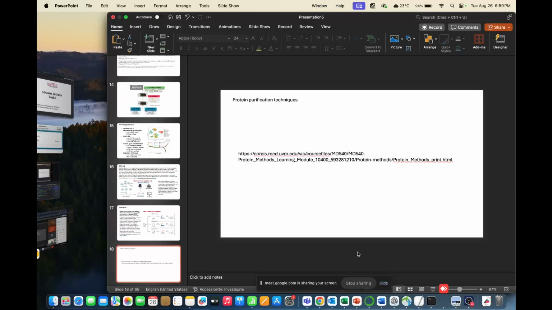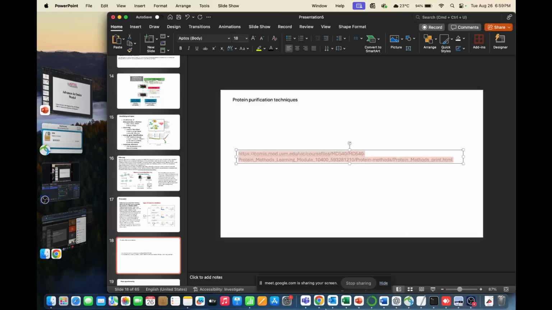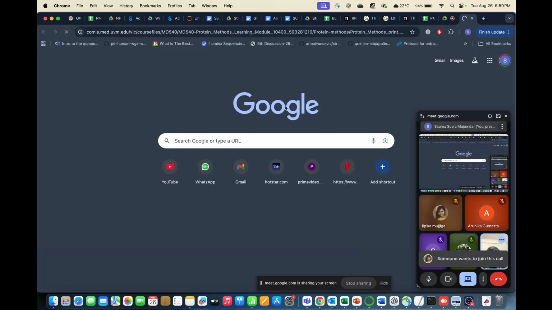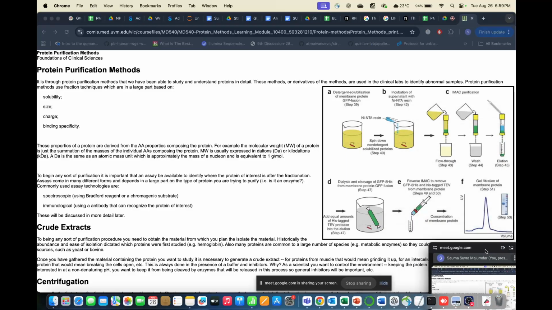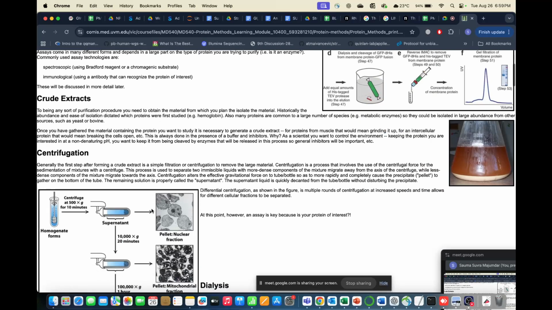I have not put this in the PPT, but this is a very interesting blog I found. It talks about different protein purification methods, mainly how proteins are purified, because you need to purify the protein before doing the sequencing, right? So you purify it on the basis of solubility, size, charge, or binding specificity.